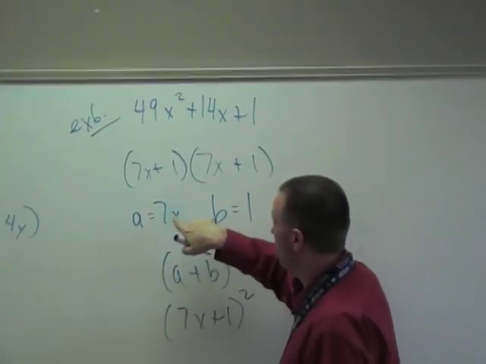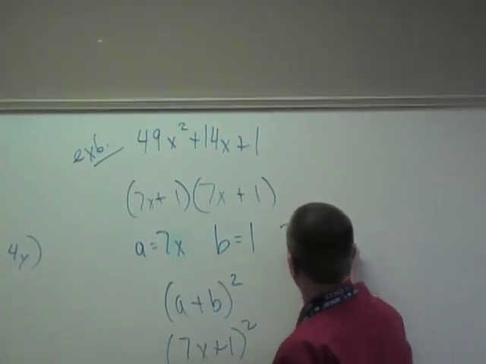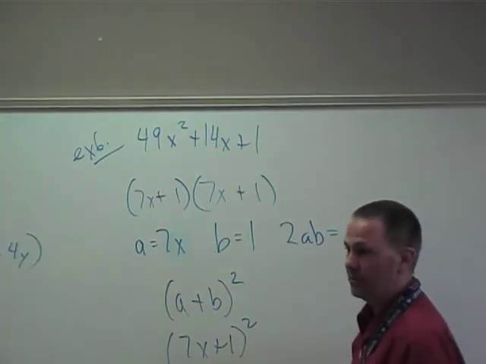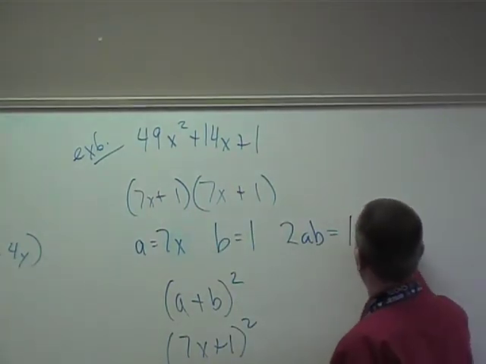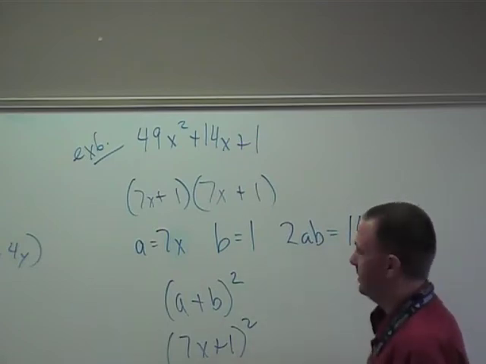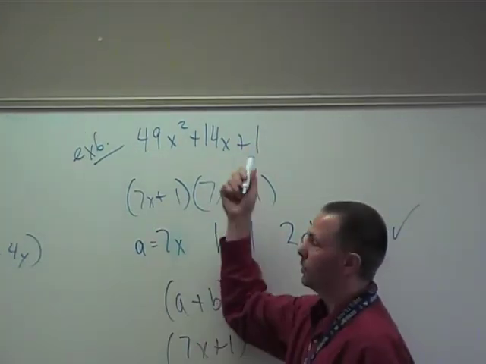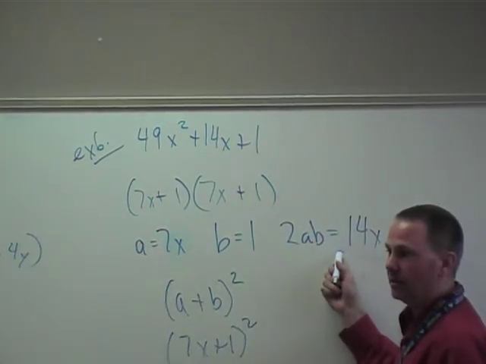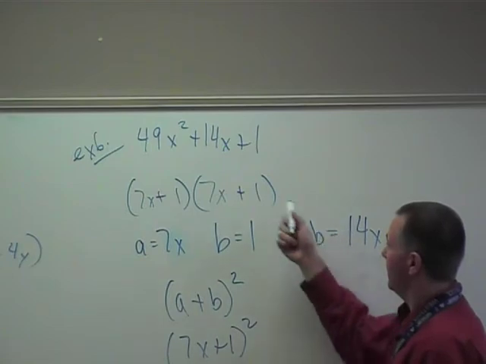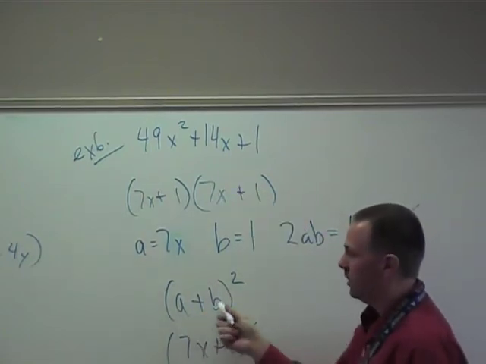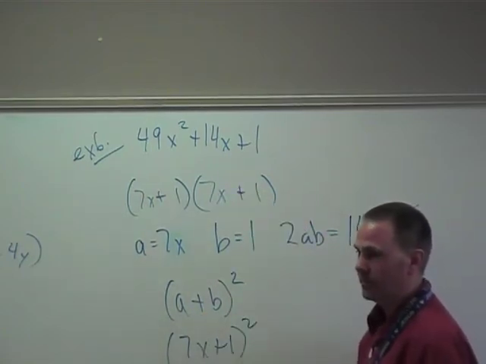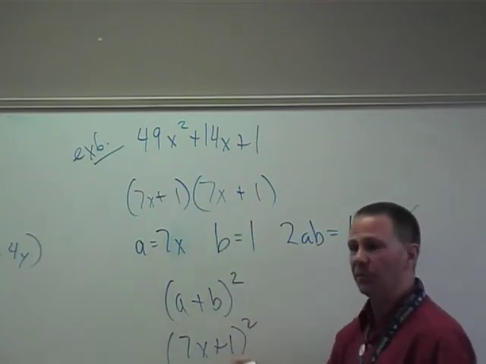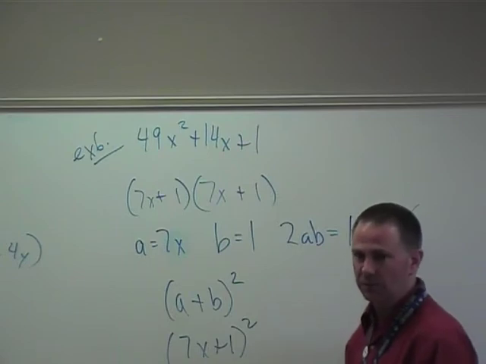Now, if you do it this way, you must answer this question: is 2 times A times B 14x? It is. That's the part you have to check. It's easy to tell what A and B are: take the square root of the first and last terms. But you have to check 2AB. Once you do that and it matches, then all you have to do is put A and B in the formula. I mean, this takes too much time. It'd be easier if you just factor it. But if you're still struggling, that's what you've got to do.